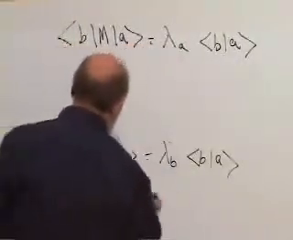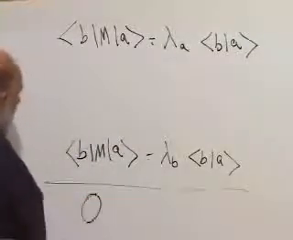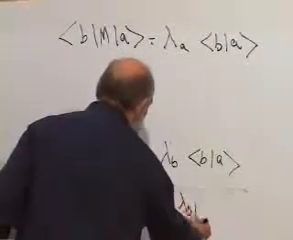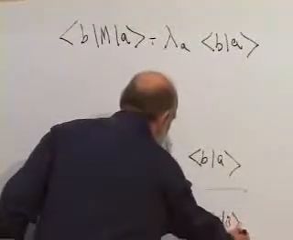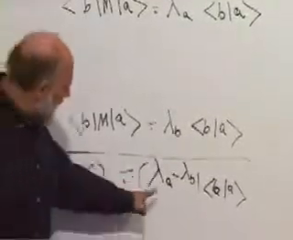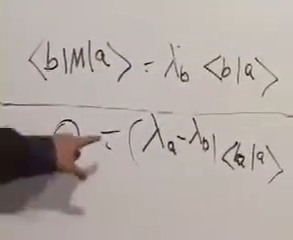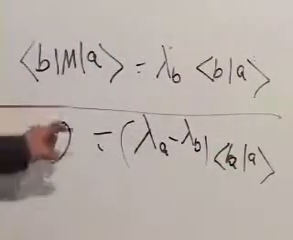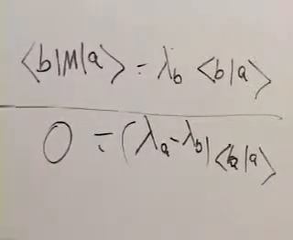In other words, let's subtract these two equations. On the left-hand side, we get 0. On the right-hand side, we get lambda_A minus lambda_B times ⟨B|A⟩. If a product is equal to 0, that means one or the other factor is equal to 0. The product of two things can only be 0 if one or the other factor is equal to 0. So one possibility is that lambda_A is equal to lambda_B. True, it's a possibility.